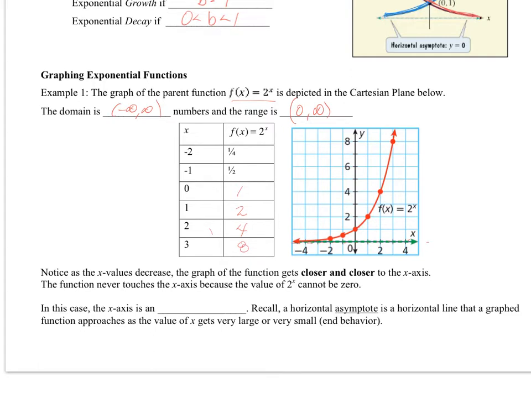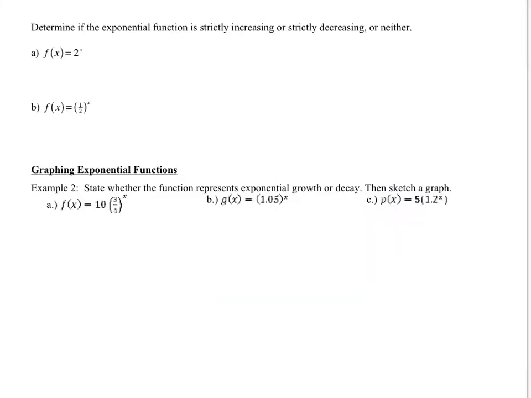Now notice, as the x values decrease, the graph of the function gets closer and closer to that horizontal asymptote, the x-axis, but it never touches it. In this case, the x-axis is an asymptote, as you may recall. Now, if we continue, if you are given an exponential function, can you determine if it is strictly increasing or strictly decreasing, or neither?